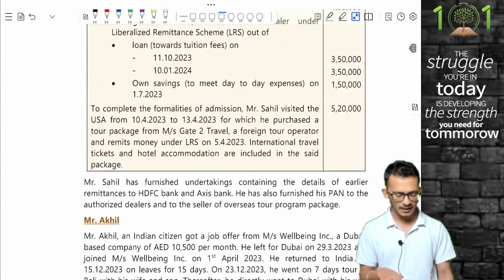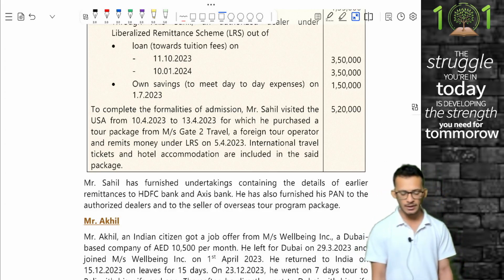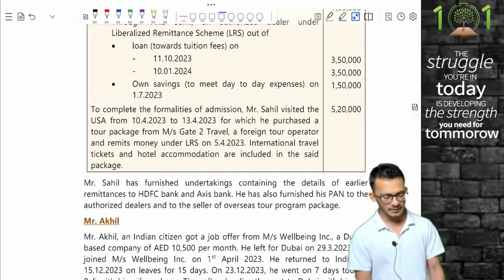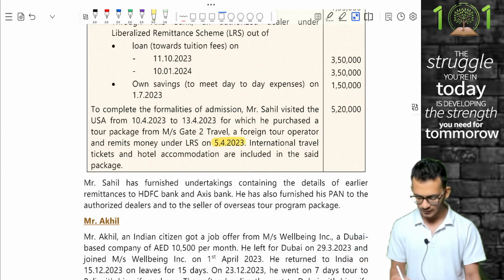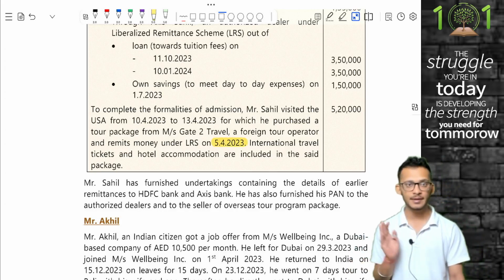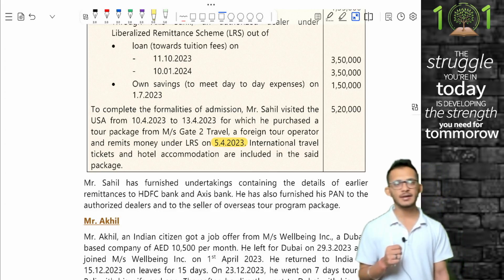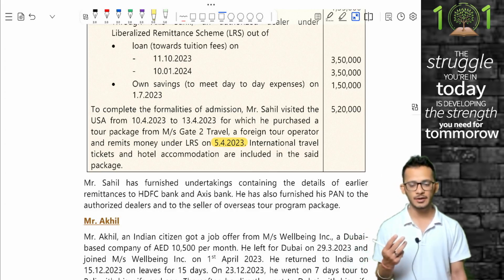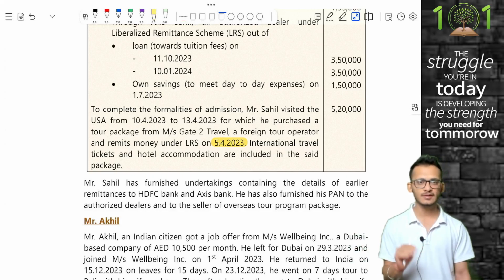But anyway, let's read the balance. It says, to complete the formalities of admission, Mr. Sahil has visited USA from 10/4/2023 to 13/4/2023, for which he purchased a tour package from Gate to Travel, a foreign tour operator, and has remitted the money under LRS on 5/4/2023. So this money has been remitted on 5th April 2023, pre-amendment regime. The international travel tickets and hotel accommodation are included in the said package. The amendment of the current year clarified the tour package. 3 items are important, and any 2 out of the 3 have to be mandatorily given. In this case, you are noticing 2. Therefore, this is an overseas tour package.